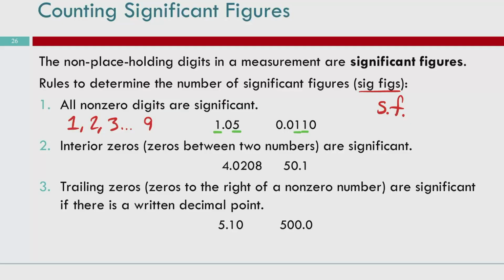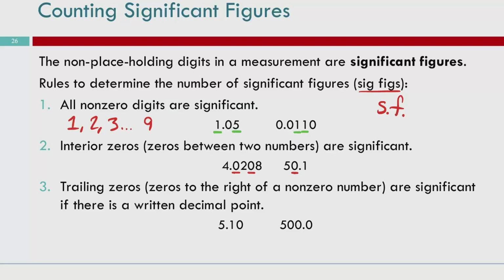So interior zeros between two numbers are also significant. So we've got some zeros here. All those zeros are interior. Those are also significant figures. So if it's between two numbers that are significant, those zeros are significant.